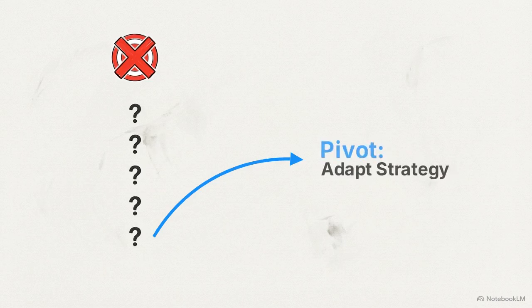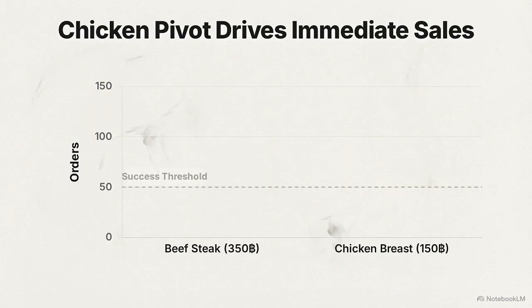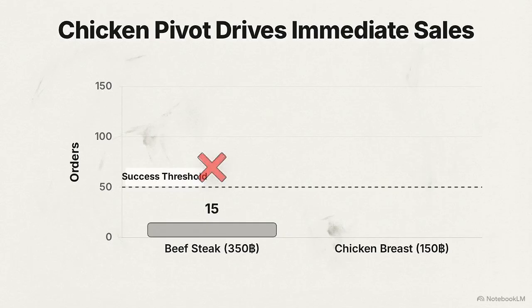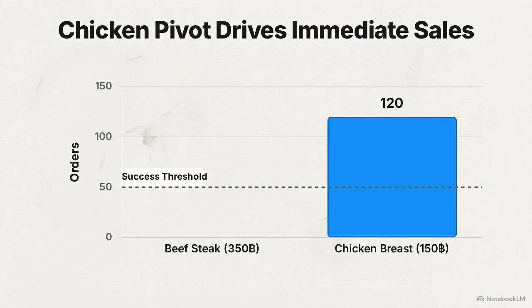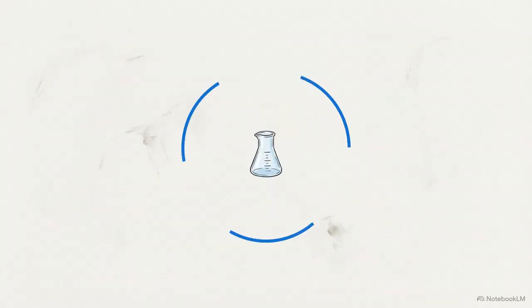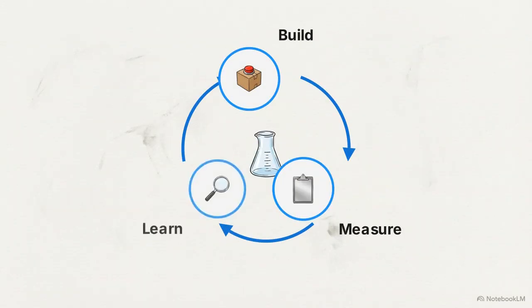This change is called a pivot. When the steakhouse startup ran their test, they found their 350 baht beefsteak was too expensive for an office lunch. They pivoted to a 150 baht chicken breast on the same app, which resulted in immediate, sustainable sales. This creates a continuous feedback loop. You build the MVP, measure the response, and learn from the data to inform your next cycle.